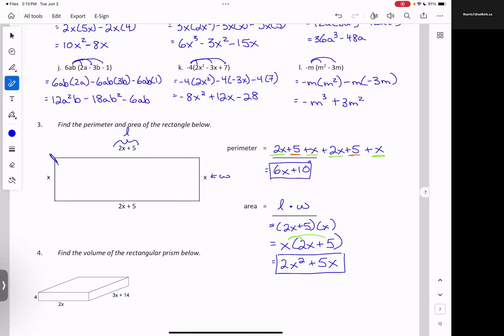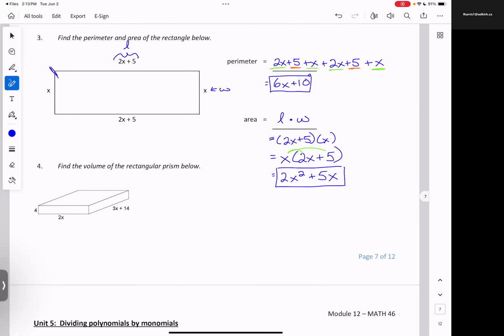Okay, and last question here, it asks for the volume of this rectangular prism. Well, if you look on your formula sheet, volume is length times width times height for a rectangular prism. And so here that's going to be 2x times 4 times 3x plus 14. Well, I guess I'll do it kind of, let's see, which would be the length? Probably this one. This would be our width. This would likely be our height. Doesn't really matter, but so we would have 3x plus 14 times 2x times 4.